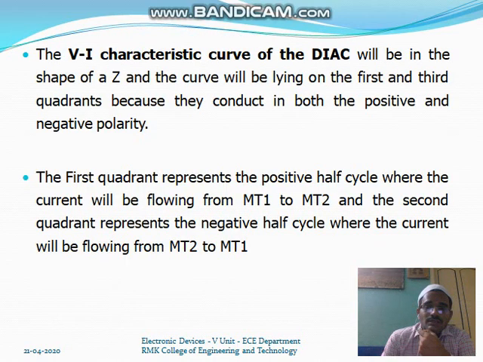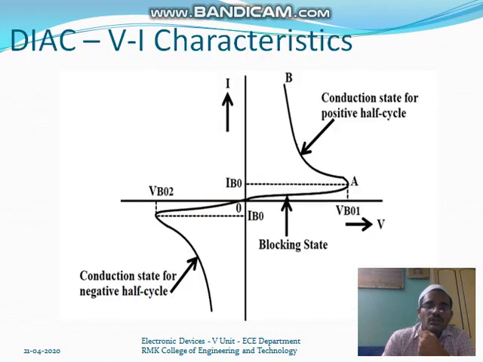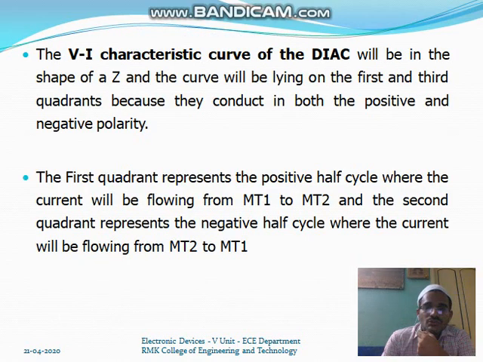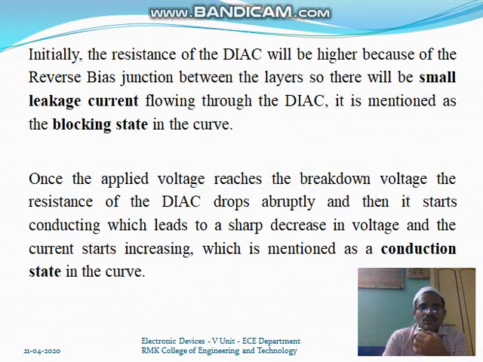Another point here is that the VI characteristics of the DIAC will be in the shape of a Z. Right, so we can notice that this is the Z shape. If you look at it at an angle, it will be like a Z shape. The characteristics will be lying in the first and the third quadrant. Fine. And then it has two states. One is the blocking state, as I told you, and the other one is the conducting state.